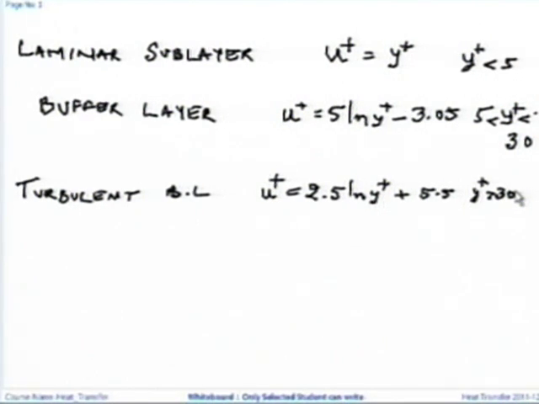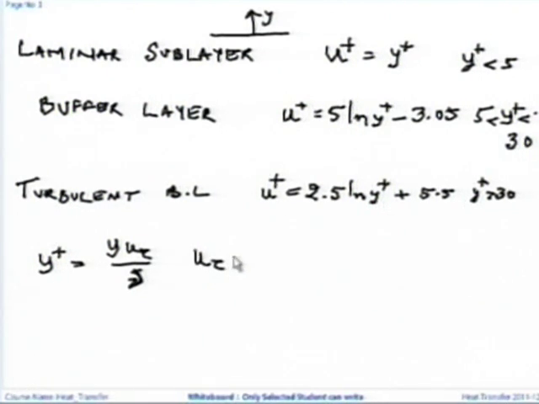What is y plus? I have not told you. Y plus is y u tau by nu. What is y? Y is as I move along the boundary layer, that is the y direction. If this is my flat plate, this is my y. Is that okay? What is nu? Kinematic viscosity. U tau is square root of tau wall by rho. What is tau wall?